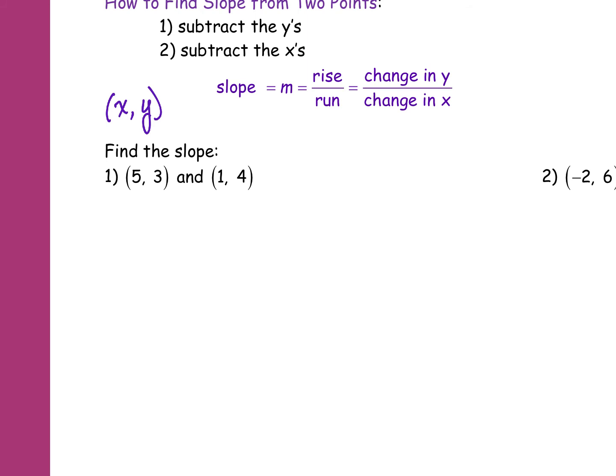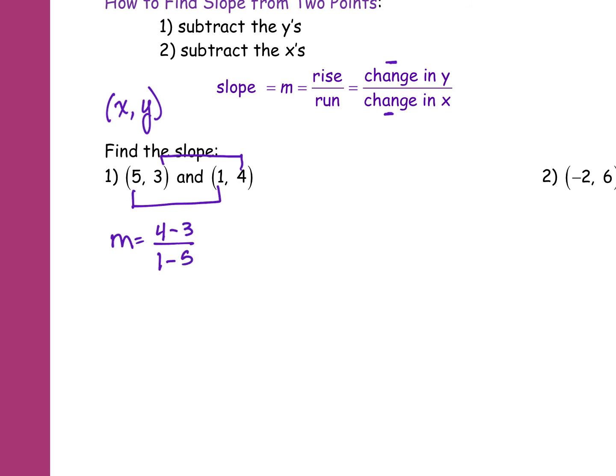We okay? Awesome. So I set it up this way. I know my rise is my Y's and my run is my X's. So I just connect them with a line. Okay? Choose one of the points. I don't care which one. Remember, what did I say change meant? Subtract. Change means I'm going to subtract. So I'm going to take 4 minus 3 over 1 minus 5.